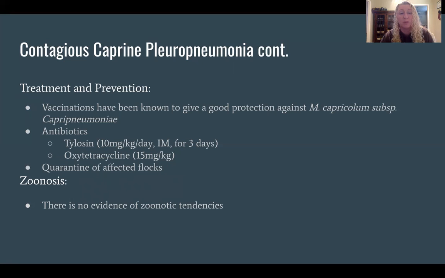Most beneficial would be your quarantine of affected flocks, so taking out those flocks that are infected, because obviously your transmission is through aerosolization, so having all those in an area is going to obviously increase your chances of spread. There is no evidence of zoonotic tendencies, and your quarantine outbreaks have occurred in the endemic regions where apparently healthy goats were introduced into the flock.